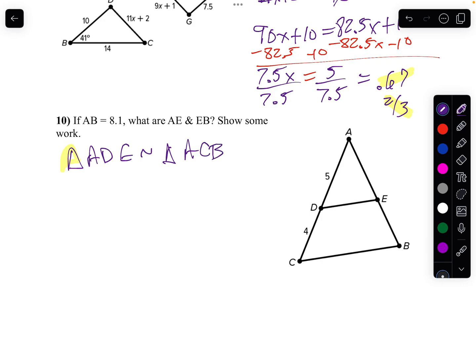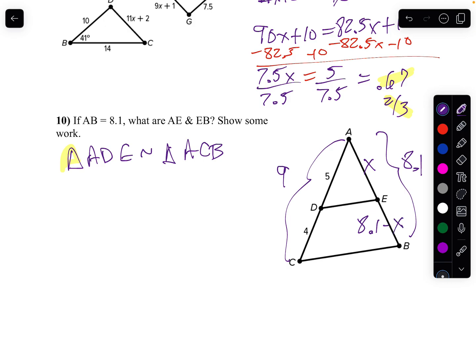Now we're told A to B is 8.1. My big triangle. I want to find AE and I want to find EC. So first off, my big triangle, this would be 9, wouldn't it? What I'll do is I'll call A to E X, and I'll call E to B 8.1 minus X.